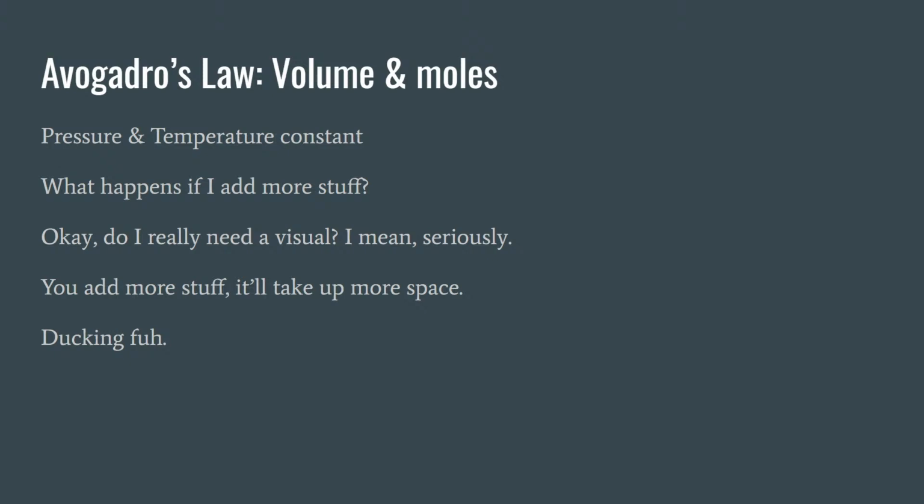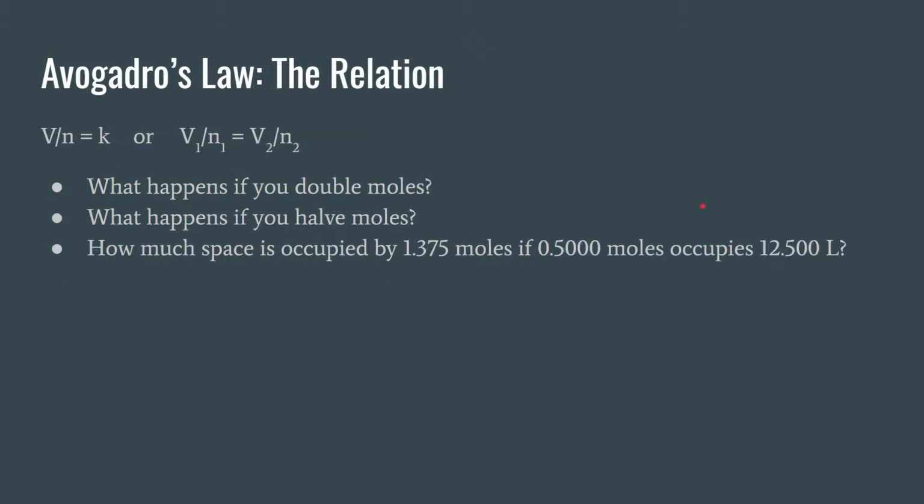That's obvious. What is less obvious is the fact that it is a very direct relationship. Double the moles means double the volume. Half the moles means half the volume. Or to put it another way, volume divided by moles is constant, or V1 over N1 equals V2 over N2. So, how much space is occupied by 1.375 moles if half a mole occupies 12.5 liters?